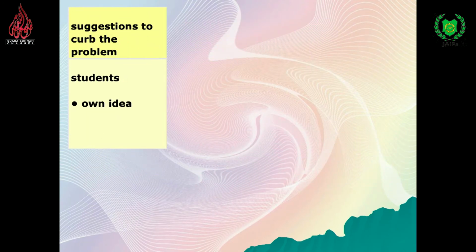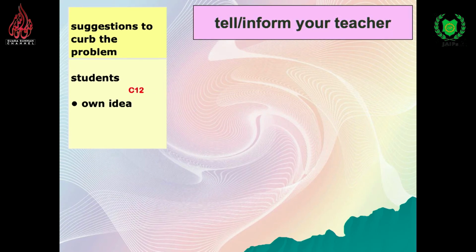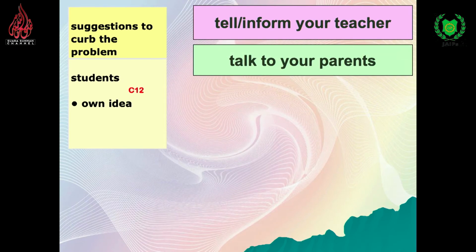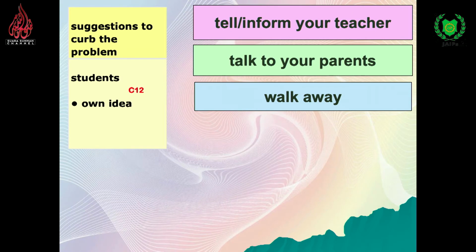Now, suggestions to curb the problem for students. Now, own idea. If you are being bullied, what should you do? So, I'm giving you a few seconds to think about what you should do or what you can do to solve the problem, or to curb the problem, to contain the problem. What should you do? Any idea? Okay, let's see. Tell or inform your teacher. That's one way. Talk to your parents. Maybe you just walk away.